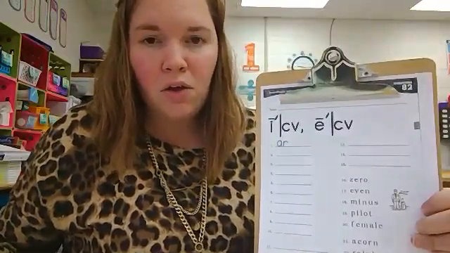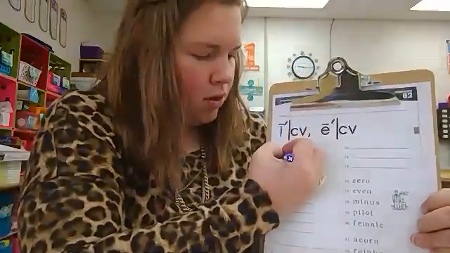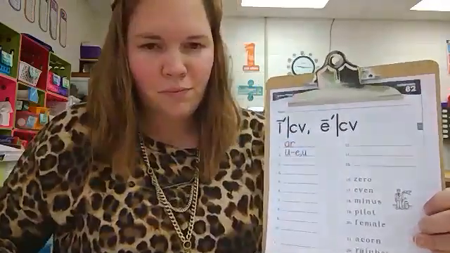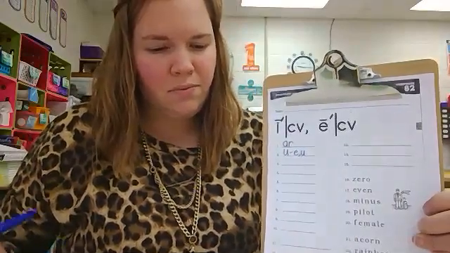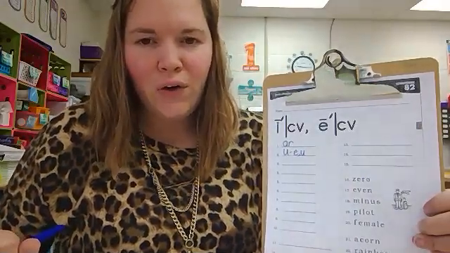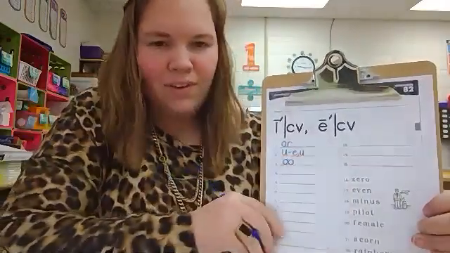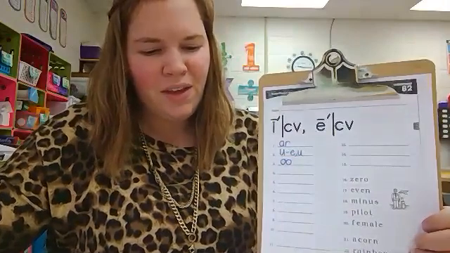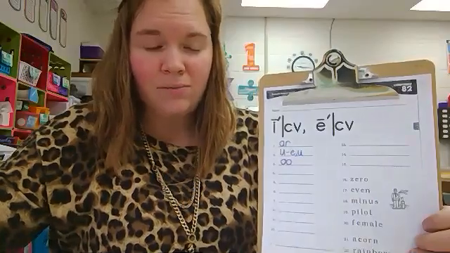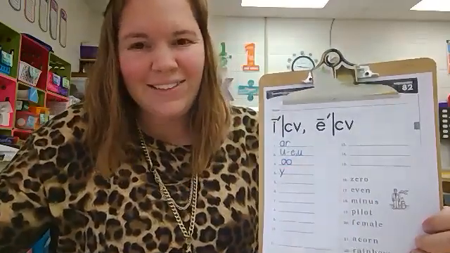Number 2, U. U. U, consonant E, comma, U. U. Number 3, digraph O says. Number 4, Y. Letter Y says Y.